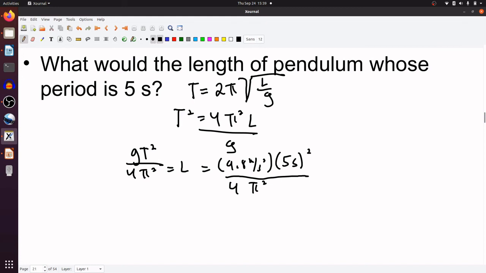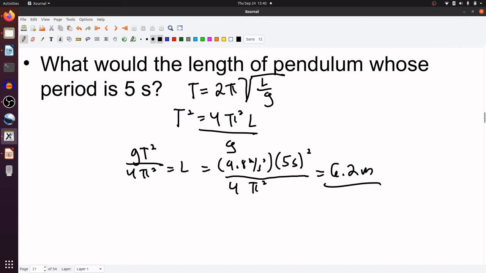Some calculators, I believe it's a TI-83, if you divide by 4 pi squared, it'll divide by 4 and multiply by pi squared. So be careful to put the pi's in parentheses. It never hurts to put parentheses around everything. That way your calculator knows the correct order of operations. In any case, you get a very massive pendulum of 6.2 meters. That's like 40 feet. That's one of the bigger pendulums you might find in museums.